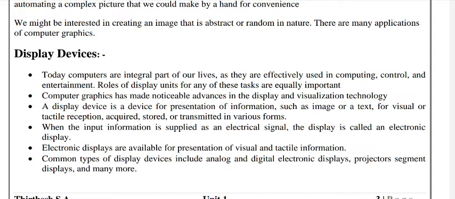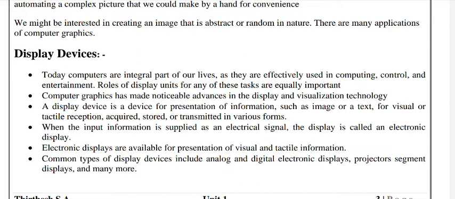When the input information is applied, an electrical signal is passed. This is called an electronic display. So how is an image formed, how can you see images on your television? It is shown with the help of electronic beams, or negatively charged electrons. With the help of those electrons, the images are passed through a screen, and hence we get clear and well-defined images. This is done with the help of display devices.